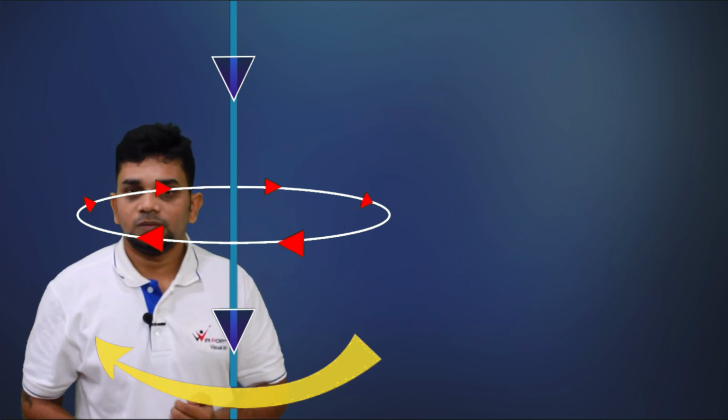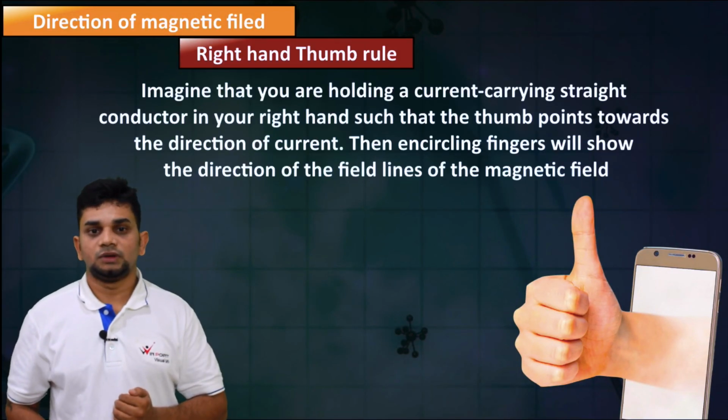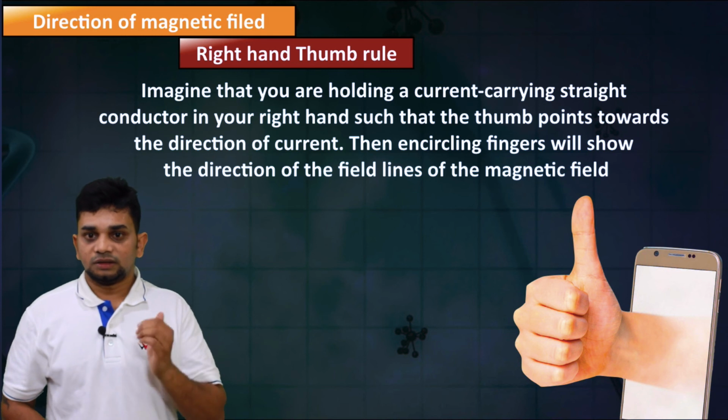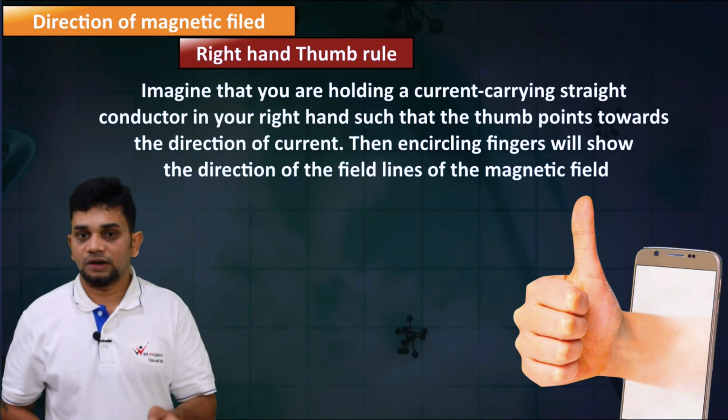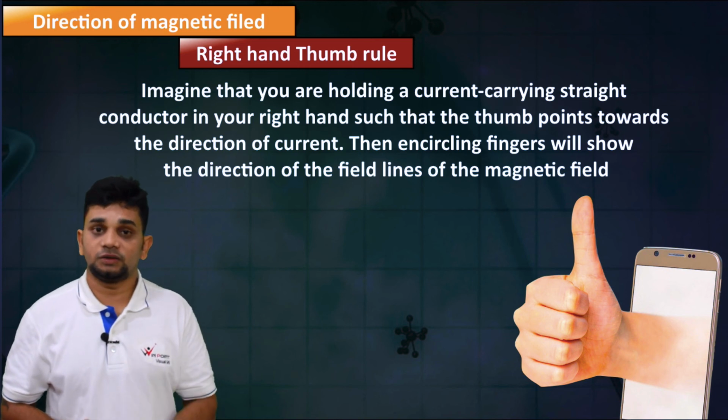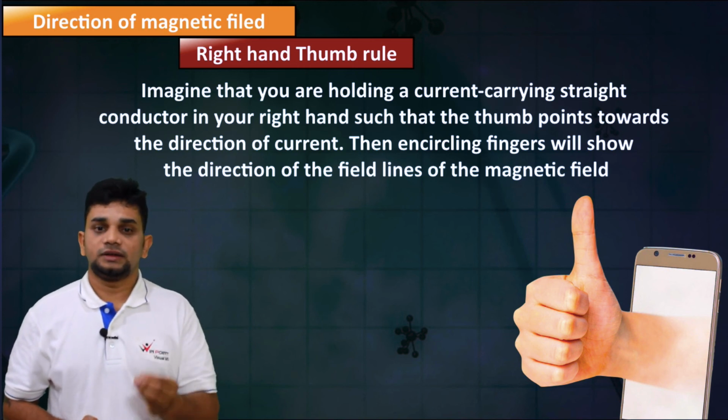Can we write the rule now? Right hand thumb rule: imagine that you are holding a current carrying straight conductor in your right hand such that the thumb points towards the direction of current. The encircling fingers will show the direction of the field line of the magnetic field. It is known as the right hand thumb rule.